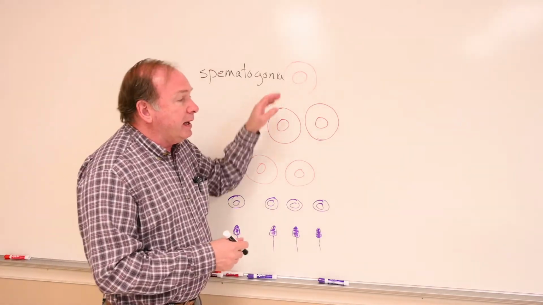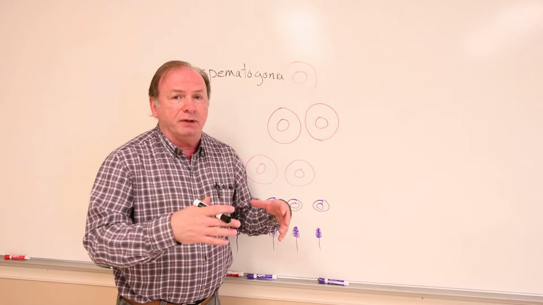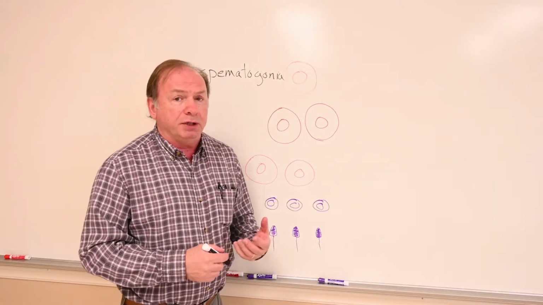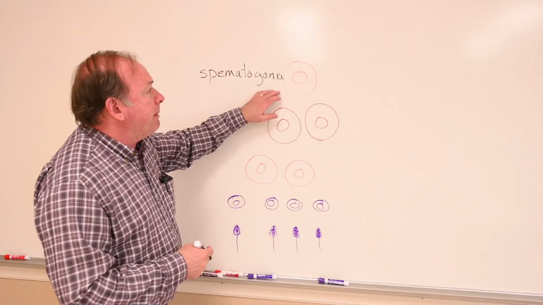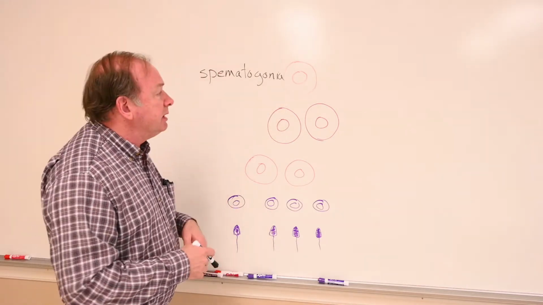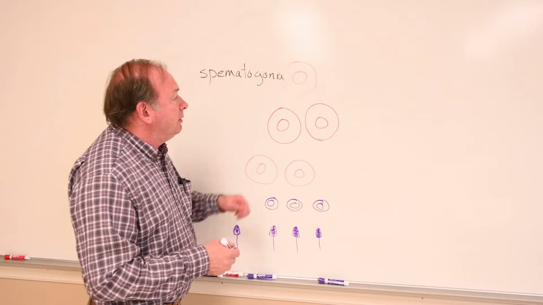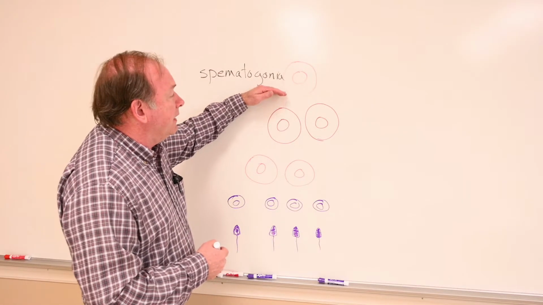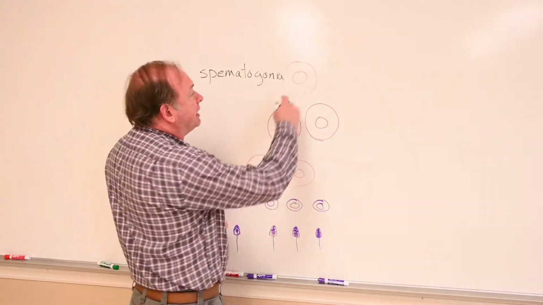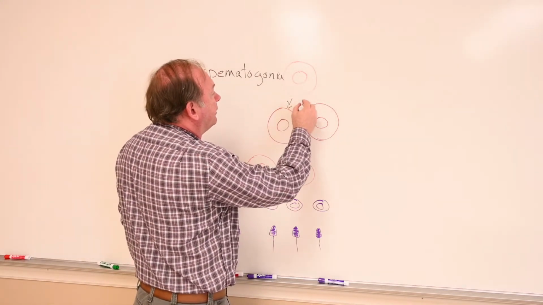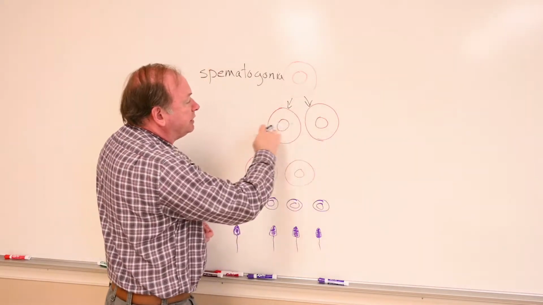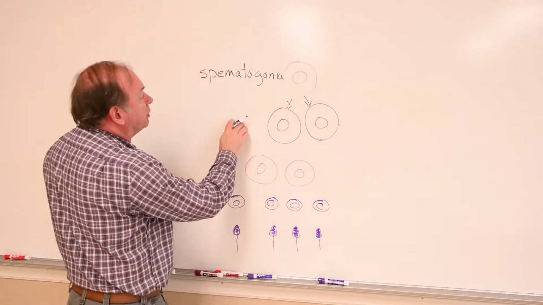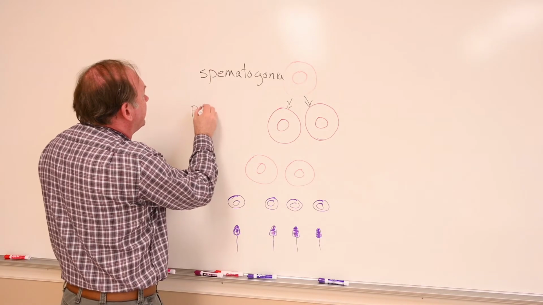They divide by mitosis to increase the number of cells that can undergo the process of spermatogenesis. So there are a number of spermatogonia, and their numbers keep increasing at a fairly regular rate. But some of those cells, when they divide, instead of just adding to the supply of spermatogonia, produce cells that move toward the middle of the seminiferous tubules, and those are your primary spermatocytes.